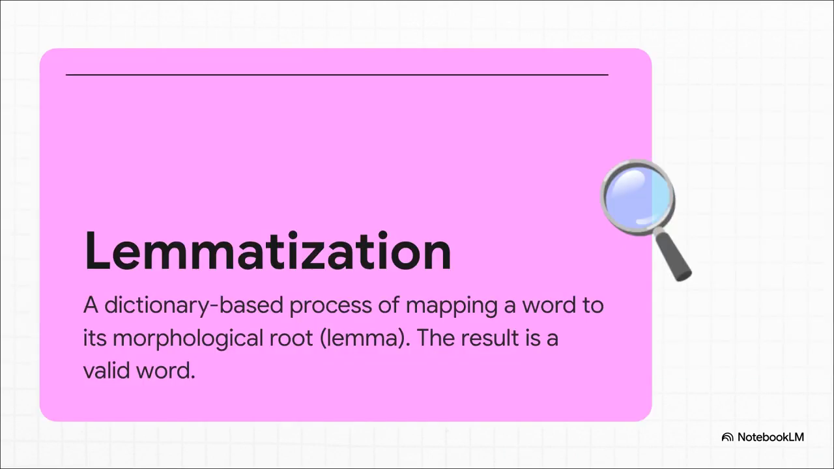Now, the more sophisticated cousin of stemming is lemmatization. Instead of just blindly chopping off endings, lemmatization actually uses a dictionary and analyzes the word's structure to map it to its true root form, which is called the lemma. The key difference? The output of lemmatization is always a valid, meaningful word.